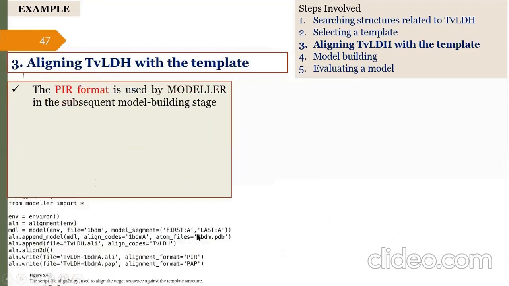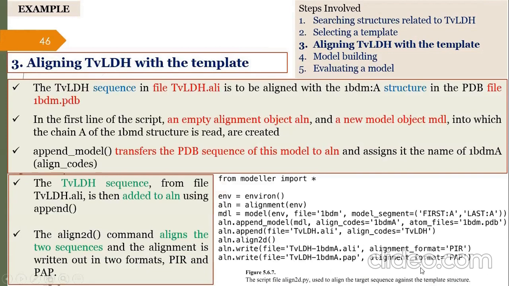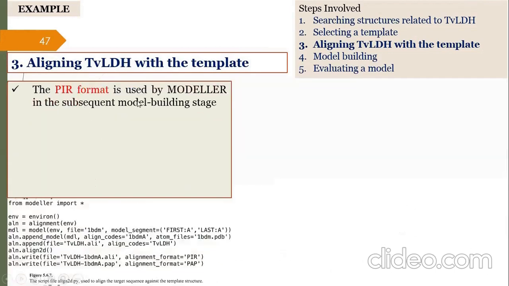After getting the log file of this script, the PIR format is used by Modeler in the subsequent model building stage, since now we are aligning TVLDH with the template. The PAP alignment format is easier to inspect visually. So why do we use the PIR format? Because Modeler can understand this format. And why the PAP format? The PAP format is for us; we can understand it easily.